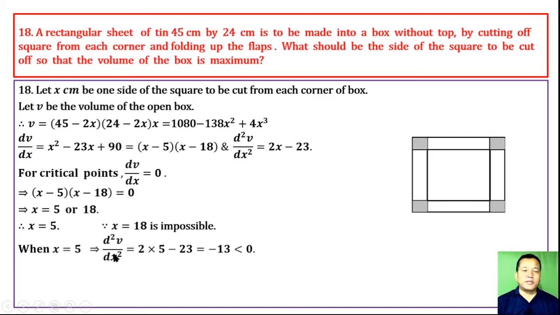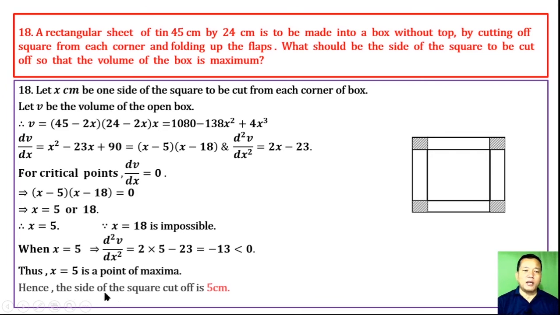When x is 5, the value of the second order derivative is minus 13, which is less than 0. Thus x equal to 5 is a point of maxima. Hence the side of the square cut off is 5 centimeter.